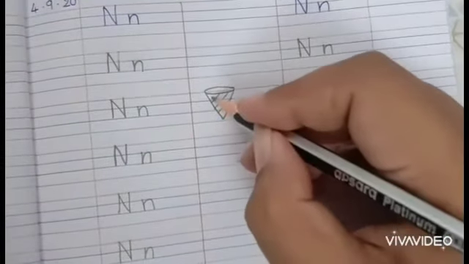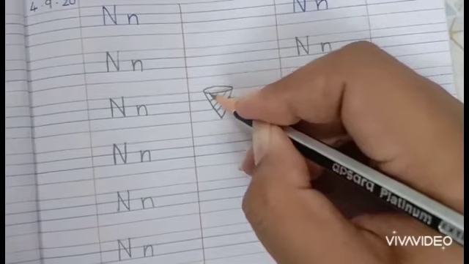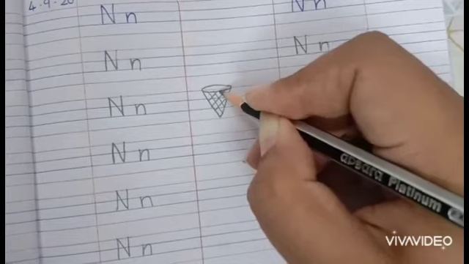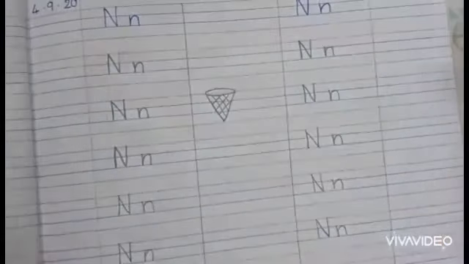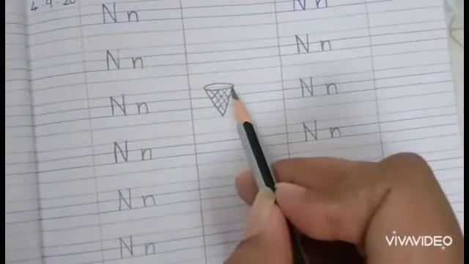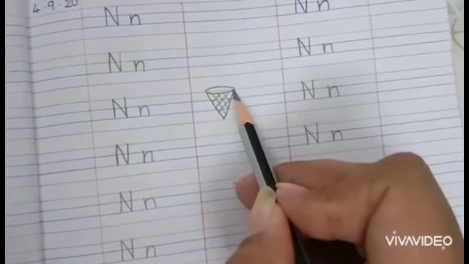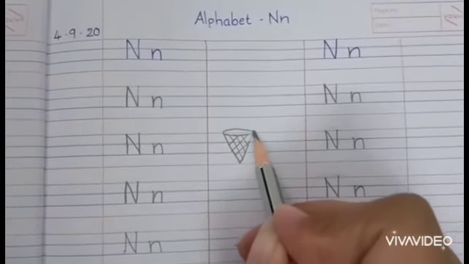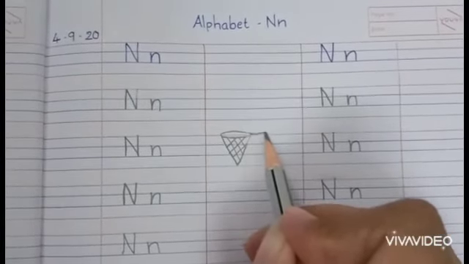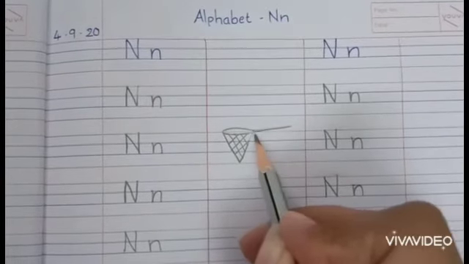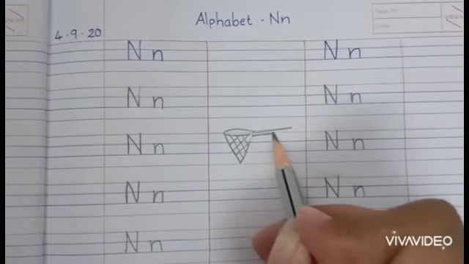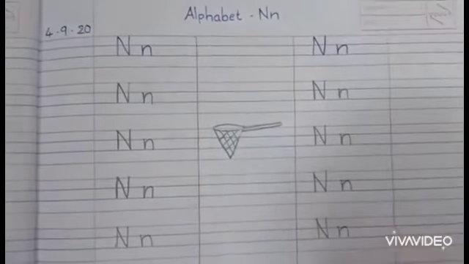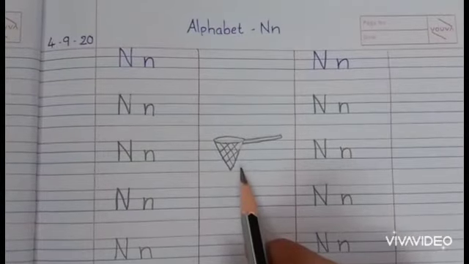Now again from here we will draw one slanting line, another slanting line and another slanting line. Now we will draw the handle. So to draw the handle, first make a slipping line. Again make one more slipping line and join both the slipping lines. N for net.